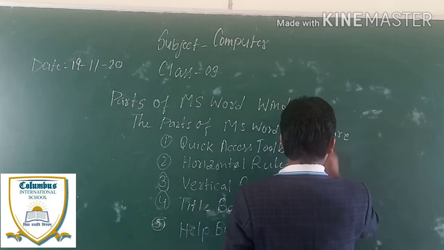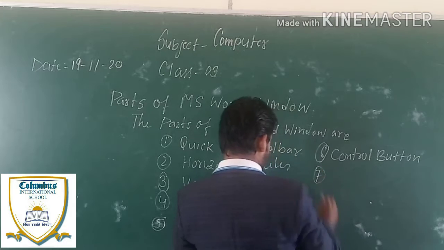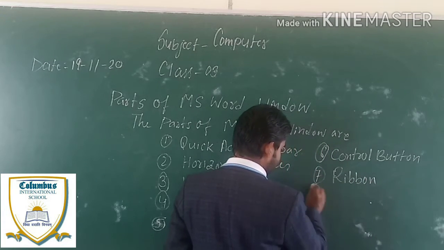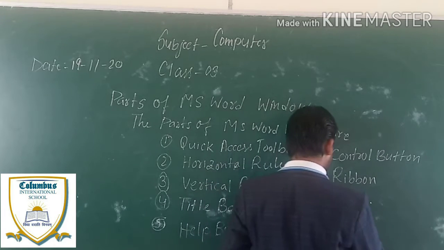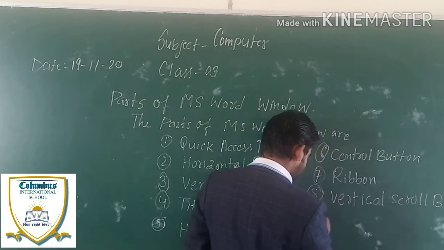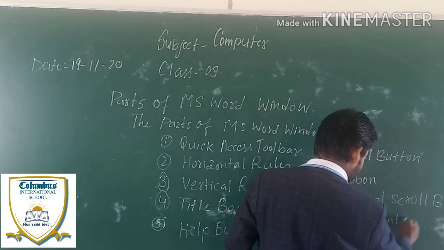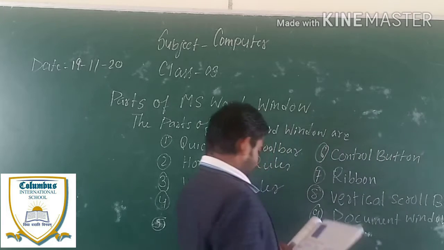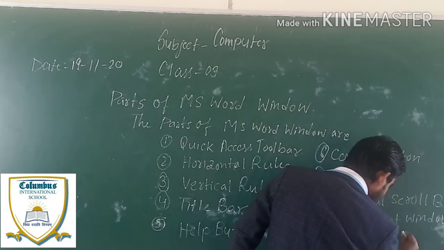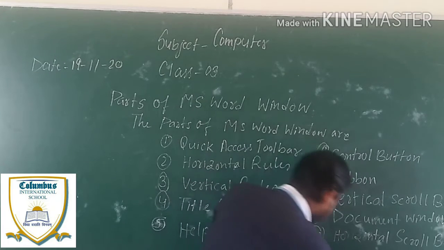Sixth, control button. 7, ribbon. 8, vertical scroll bar. 9, document window. 10, horizontal scroll bar. 11, status bar.